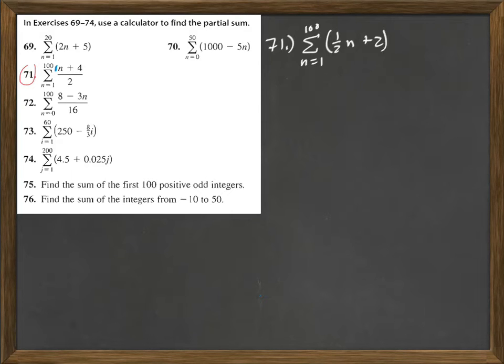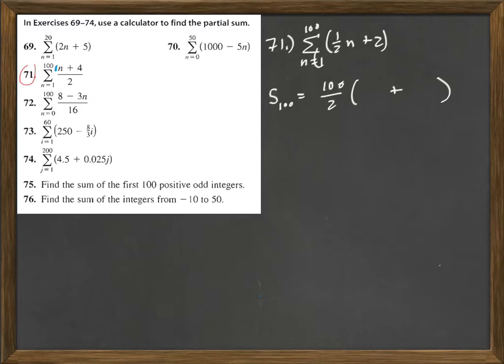So here's our rule, which is definitely an arithmetic sequence rule. So that means this is an arithmetic sum. If we're going from 1 to 100, that means we have 100 terms. So we are finding the partial sum of 100 terms. Then we would say 100 divided by 2, and then we plug in our first term and our last term and add those together.